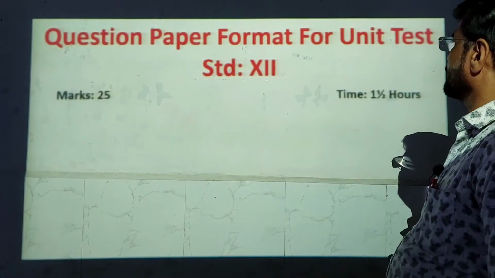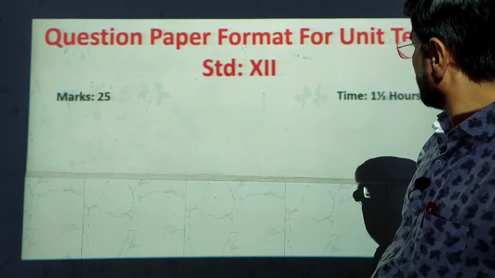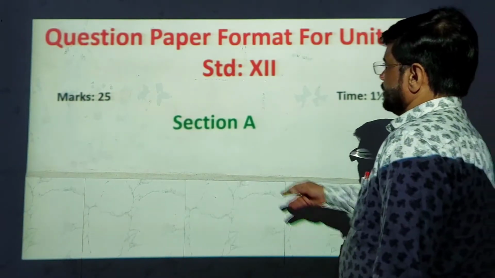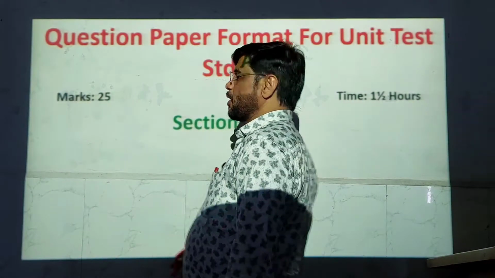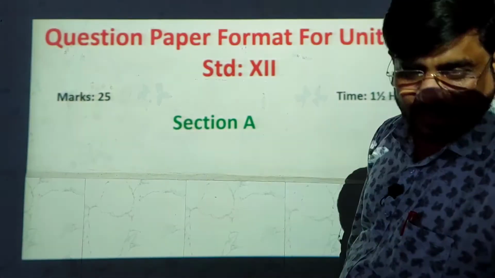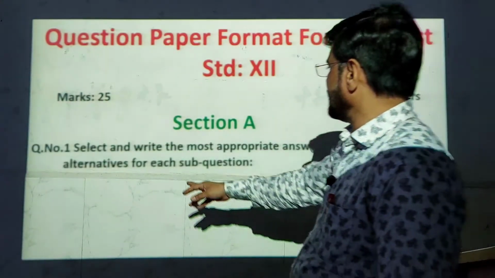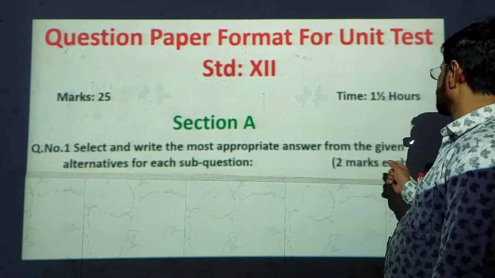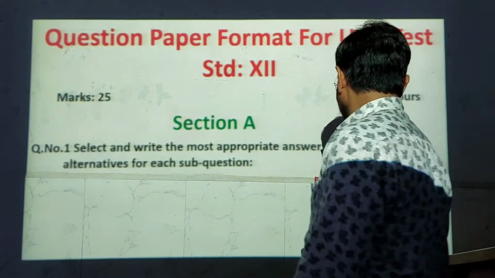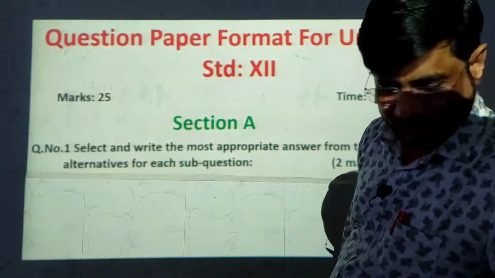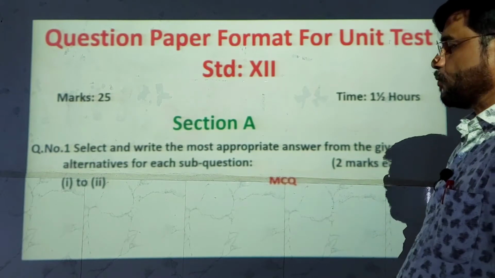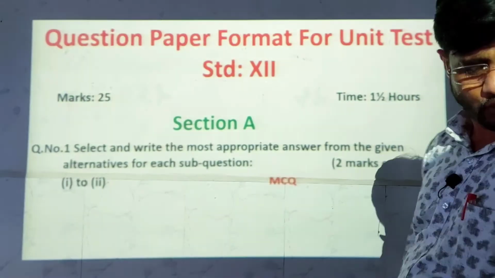Now the question paper format for unit test of 12th standard. Unit test has 25 marks and the duration is 1.5 hours. Section A. Select and write the most appropriate answer from the given alternatives for each sub question having 2 marks. There are 2 questions, question 1 and question 2. That is MCQ type. For unit test, it's 2 compulsory sub questions.